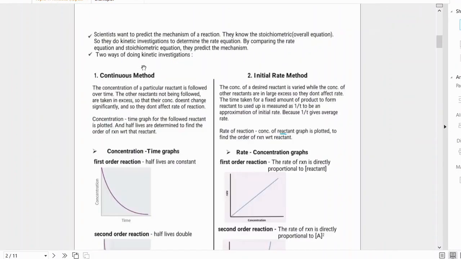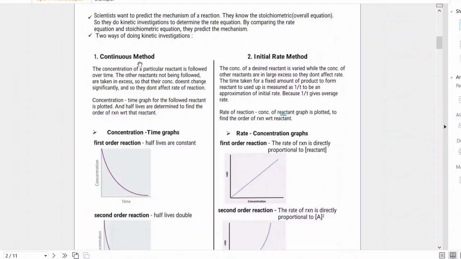So there are two methods of doing kinetic investigations. One is the continuous method, another is the initial rate method.